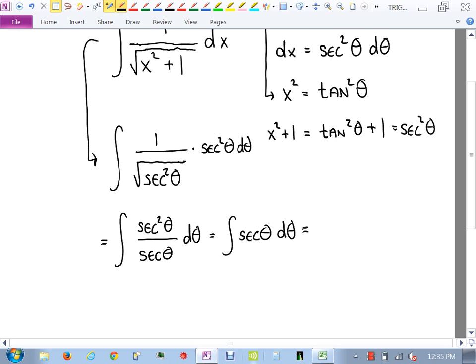Secant, 1 over root secant squared theta. Don't you have to rewrite it? Well, I'm taking the square root of something squared. Yeah, so the square root of something squared cancels out. That's all right. What's the antiderivative of secant theta off your formula sheet? Natural log, absolute value of secant theta plus tangent theta plus c, right?